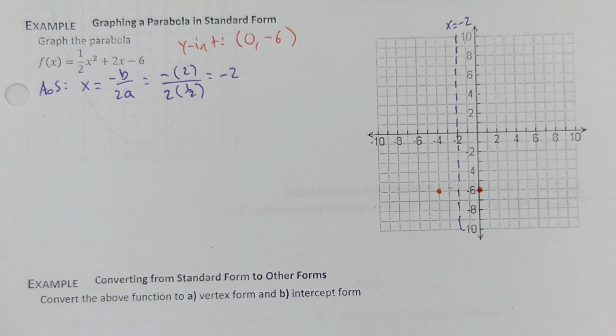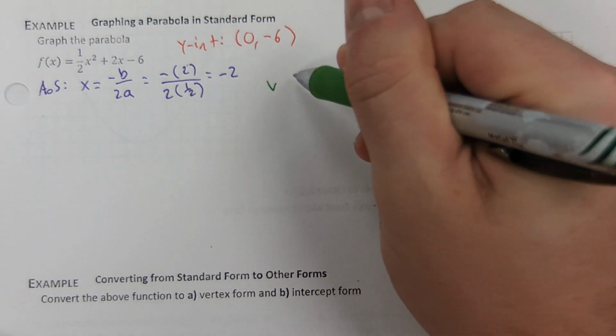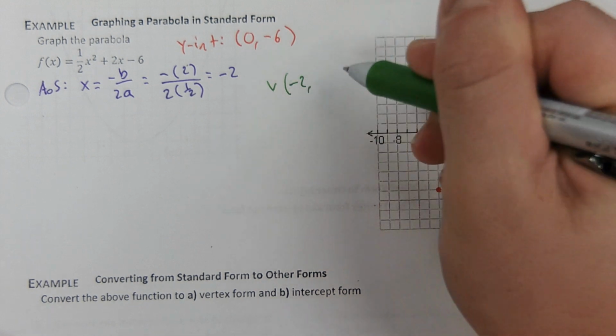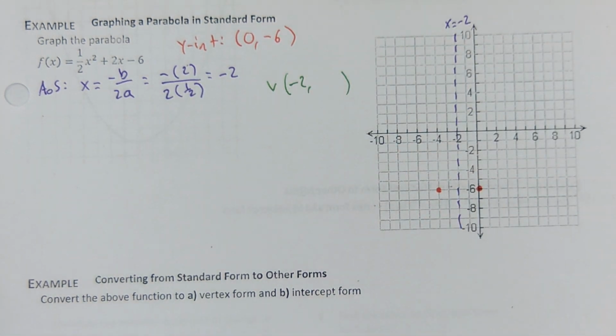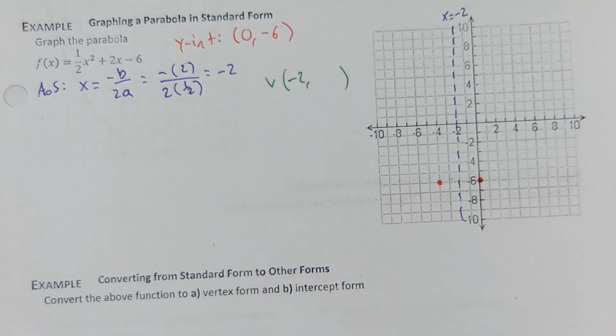It is time for me to find my vertex. I know half of it. I know that my vertex will be found at negative 2 comma something, because the vertex is always going to land on the axis of symmetry. They're going to have the same x value. So I just plug in x equals negative 2 to figure out what that y value is.